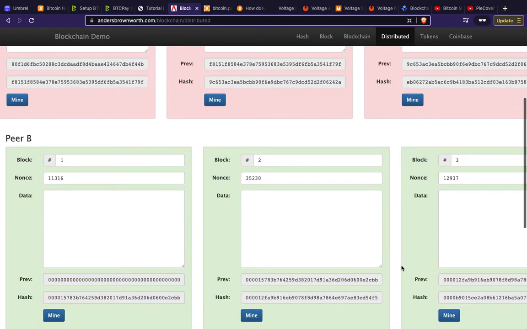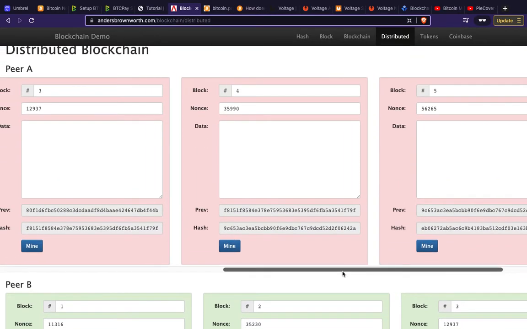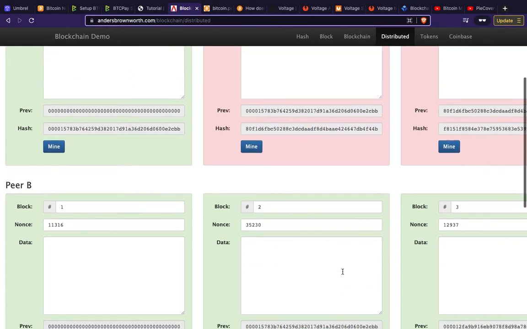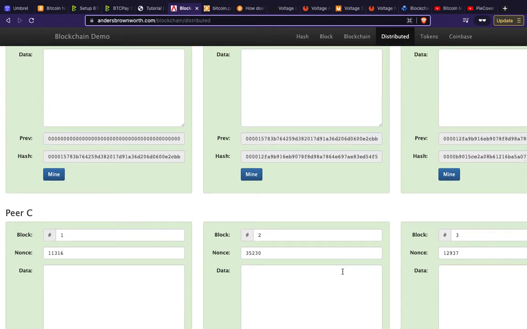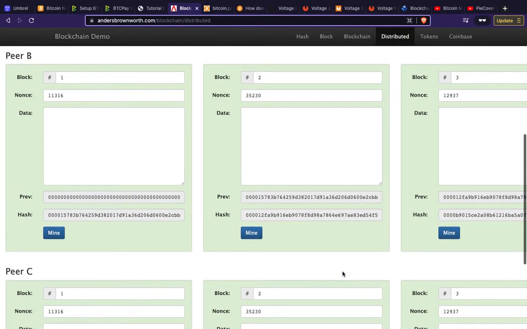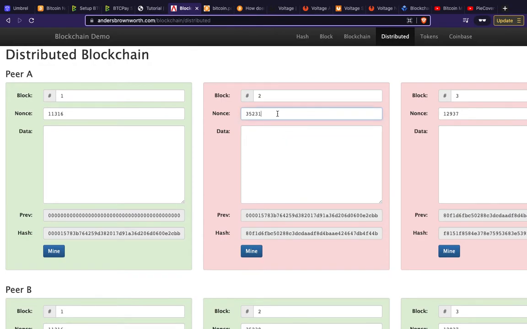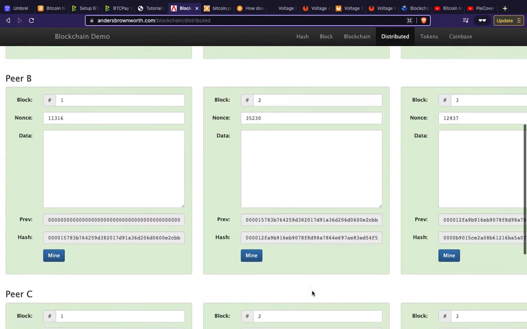So this is the problem, and peer A is having a problem now because he tried to change the blockchain, right? But the other peers still run the blockchain, right? And that's a big problem. So that's why you can't change it, because everybody has the same copy. If you change your blockchain, then you create a big problem for everybody else.